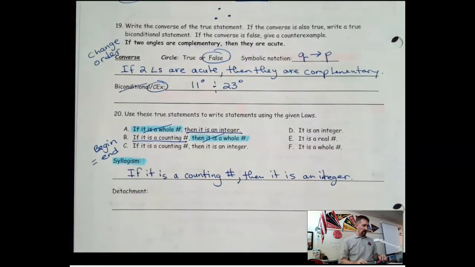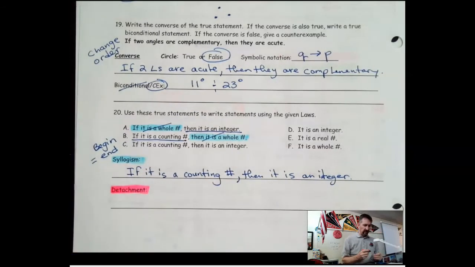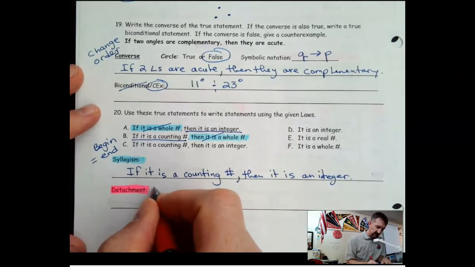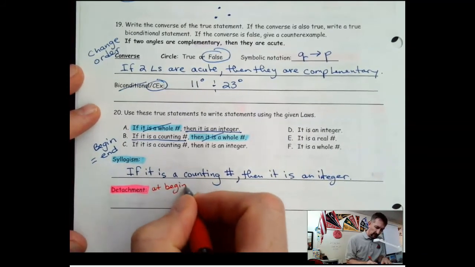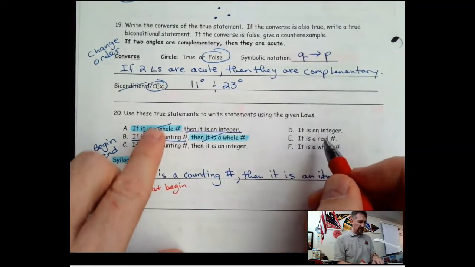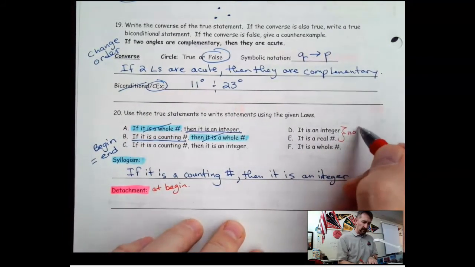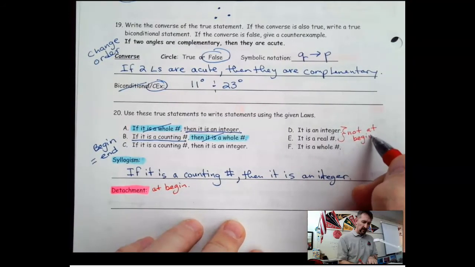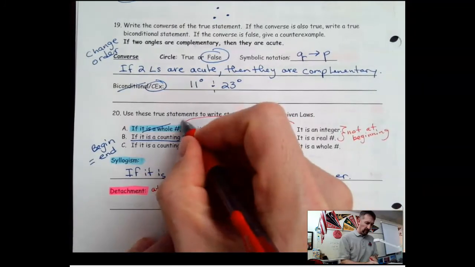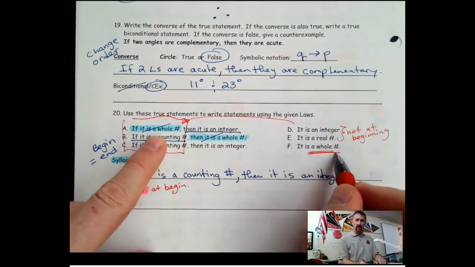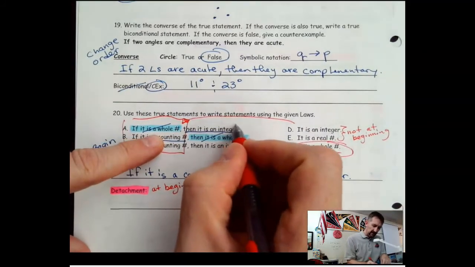Now, for the law of detachment, we're looking for something that's detached at the beginning. First of all, it's not an if-then statement. We look over here at integer, that's not at the beginning. A real number, that's not at the beginning. It's not at the beginning over here anywhere. But this one, a whole number, that is at the beginning.